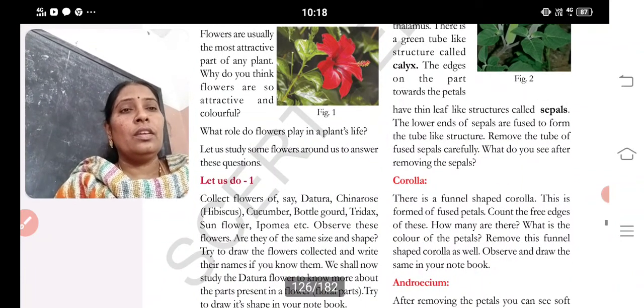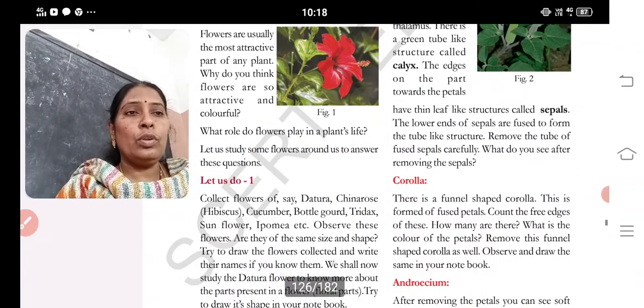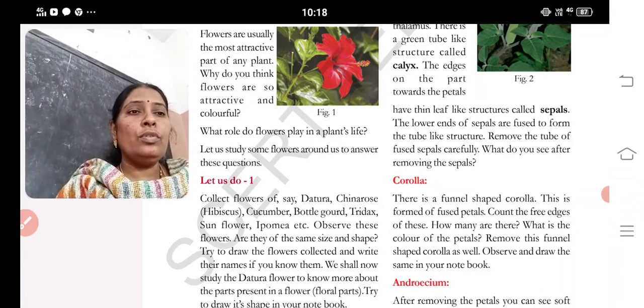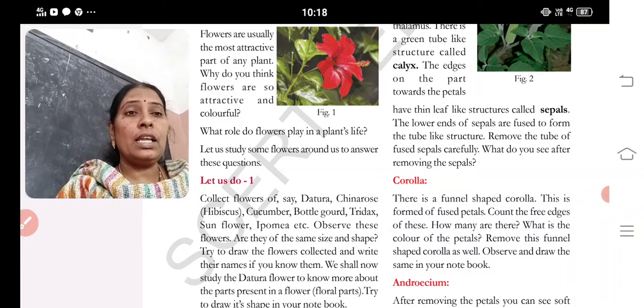Corolla. There is a funnel-shaped corolla. This is formed of fused petals. Count the free edges of this. How many are there? What is the colour of these petals? Remove this funnel-shaped corolla as well. Observe and draw the same in your notebook.